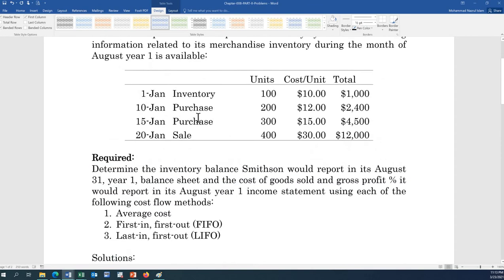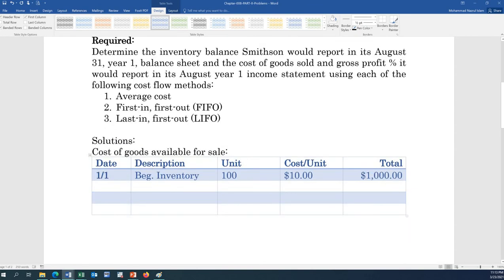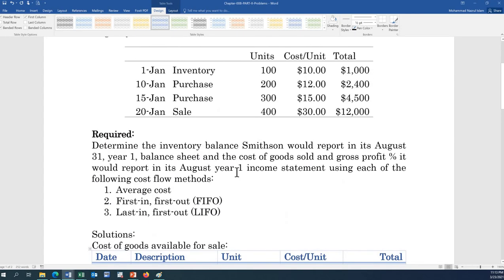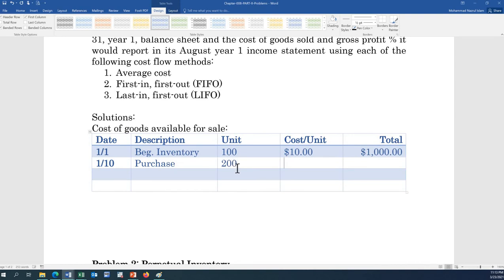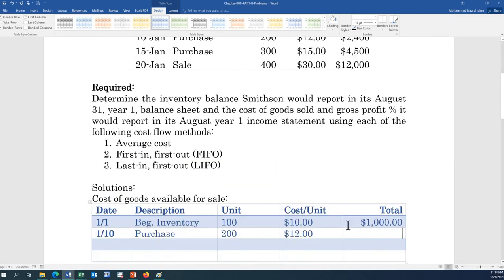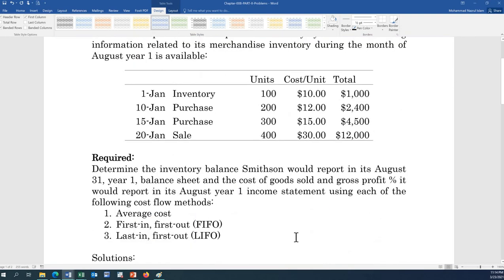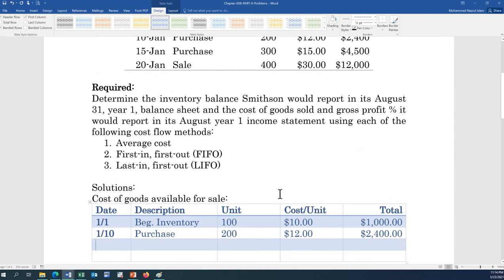So January 10, this one is a purchase. How many units have we purchased? We have purchased 200 units, and the cost per unit was $12. So the total is going to be $2,400. Correct?